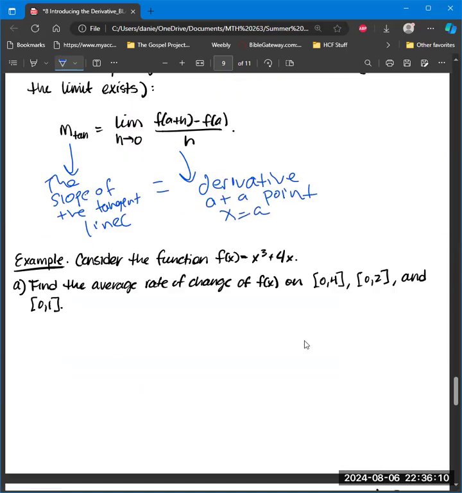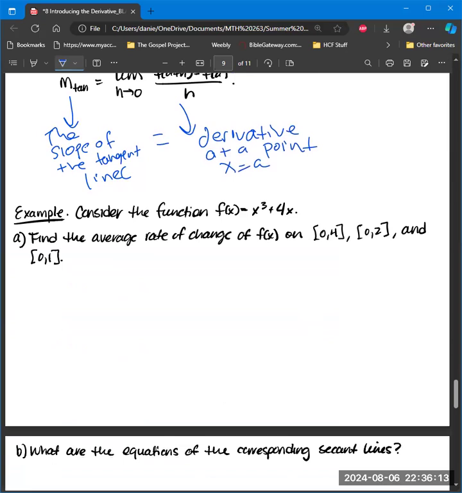Okay. Consider the function f of x equals x cubed plus 4x. Find the average rate of change of f of x on the intervals 0 to 4, 0 to 2, and 0 to 1. So first we need to find it on the interval from 0 to 4. Let's make a little chart here for myself, x, f of x. And so we need 0, 1, 2, and 4.